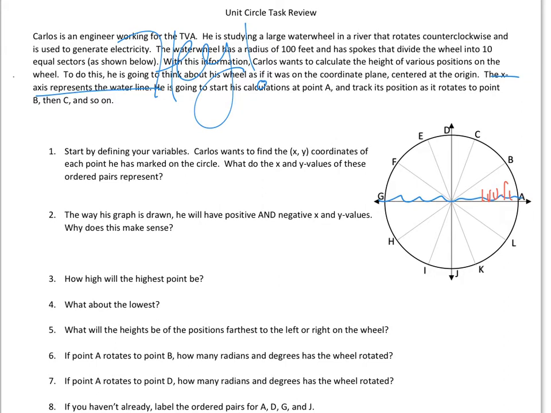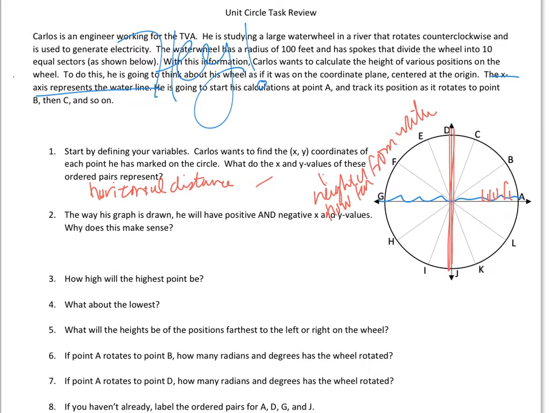The y value is essentially the height, or how far it is from the water level, because it could be negative, it could be under the water. The x is just how far horizontally, the horizontal distance from the center of the water wheel.